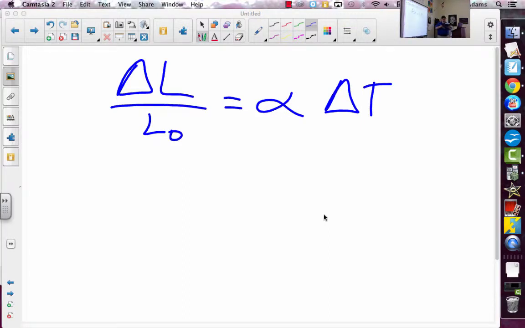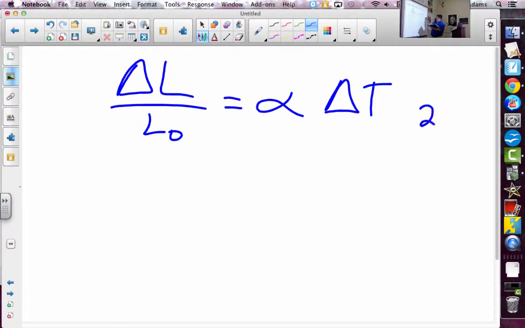Okay, now 39 is just like 37. Let me read it. It says, a man's gold wedding ring has an inner diameter of 2.4 centimeters. So that's 2.4 centimeters. So he has a gold ring. We'll just draw a little gold ring, and that's the diameter of it. Okay? And that's at 20 degrees Celsius.